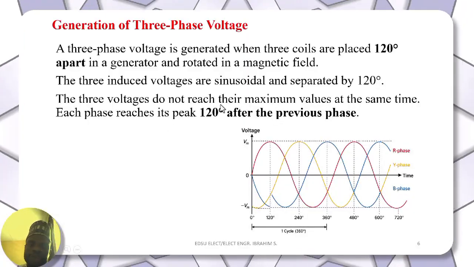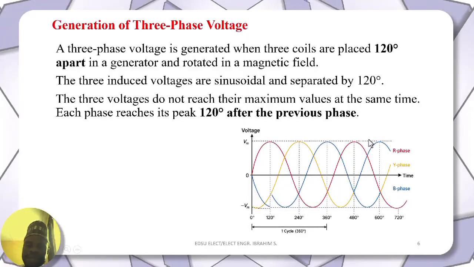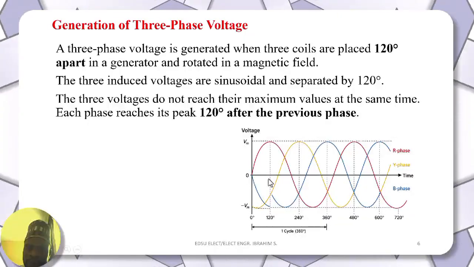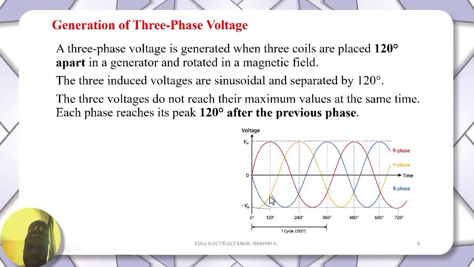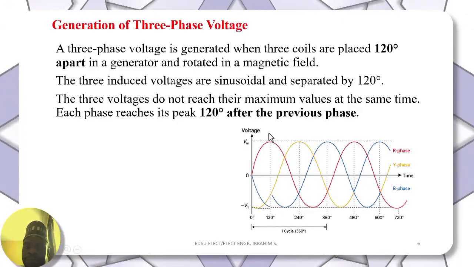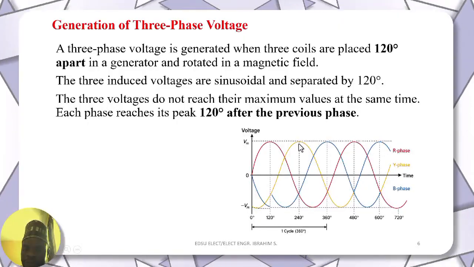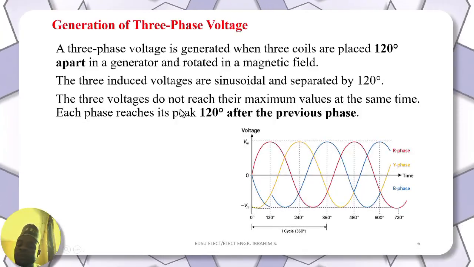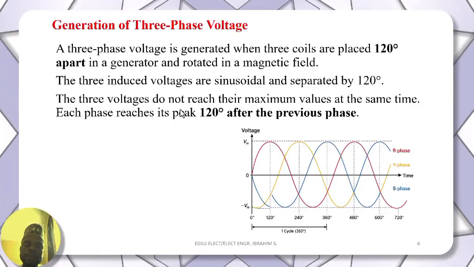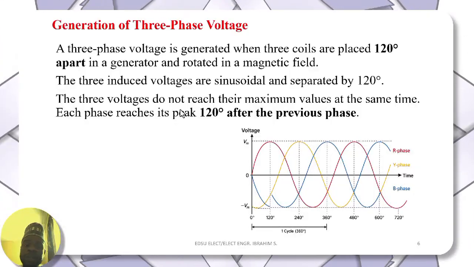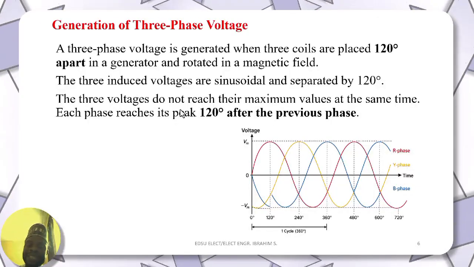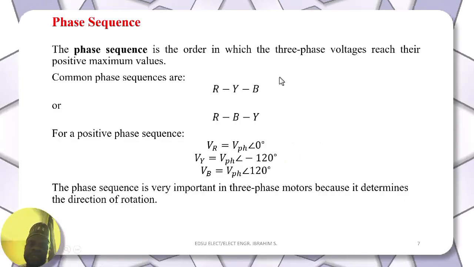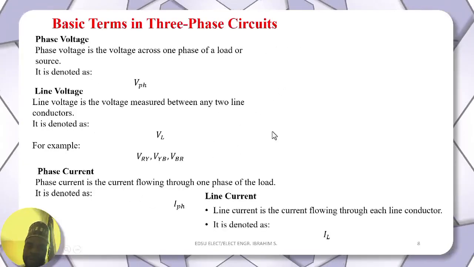Now, three-phase voltages do not reach their maximum value at the same time. As you can see, this one is at maximum, but this one is not reaching maximum yet. It may be at minimum. When this one is already at maximum, this one is not, which means the three voltages do not reach their maximum value at the same time, because they are displaced by 120 degrees apart.